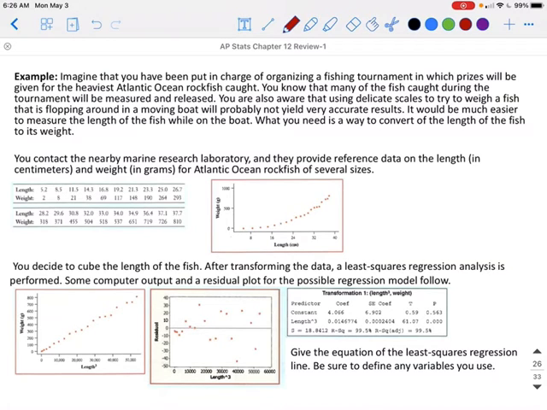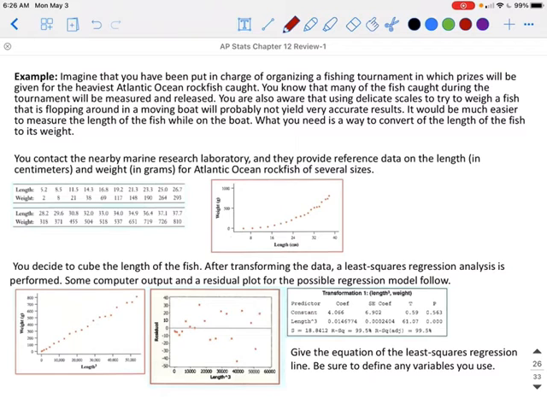So here is our new scatter plot. What they did was they took the length, or the x value, and they cubed them and then plotted it against the weight. And as you can see, we now have a much more linear model. The next is the residual plot. So it's length cubed as our x value against the residuals, and it gives us our computer output.